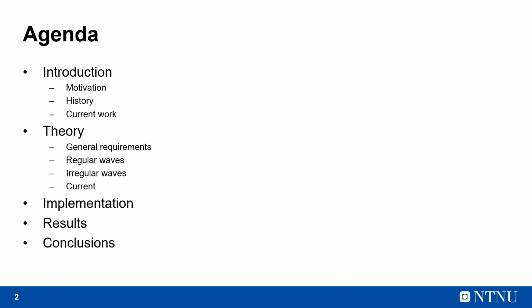We will begin the presentation by talking about the motivation behind the work. We will then look at the work that has been done till now in this direction. We will then give a brief overview of the current work. We will then discuss in detail the general requirements that one needs to keep in mind when developing component models for the ocean engineering domain. We will then talk about the theory behind the simulation of regular and irregular waves and depth varying current. We will then look at the Modelica implementation of this theory. We will discuss the results and draw our conclusions.